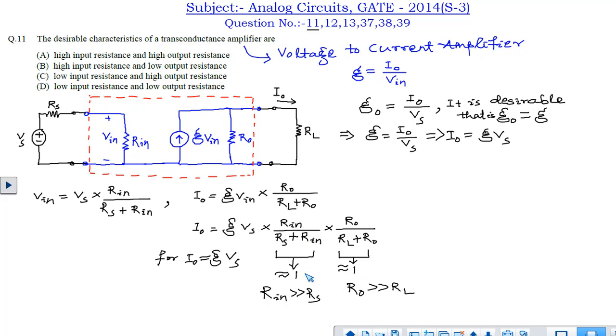For this to become 1, these are the two conditions: the input impedance or input resistance should be very high, and the output resistance also should be very high. So both input and output resistance should be very high. Among the options, option A, that is high input resistance and high output resistance, are the desirable characteristics of a transconductance amplifier. Thank you.